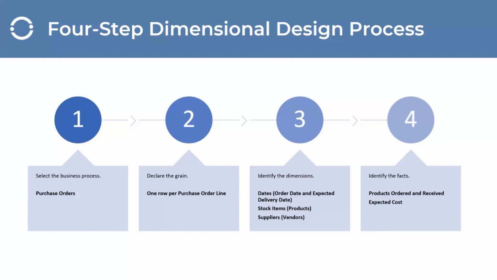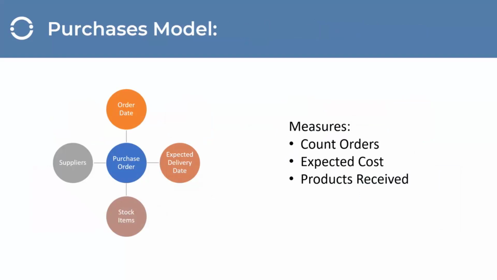So if I go and then actually show the model, you can see I've got a central model of purchase orders, and then all the dimensions on the outside: order date, suppliers, stock items, expected delivery date. And then I've got a couple of measures that I'm going to use, and I've got more in the actual model here, but I'm counting my orders, and I've got expected costs and some products that I'm going to receive. So let me just flip over to that model here.